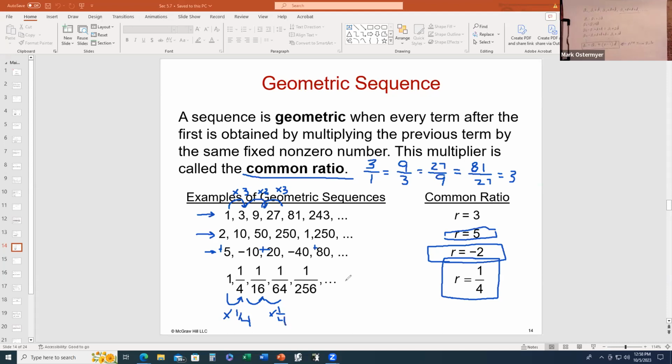All right. Any questions about a geometric sequence? So an arithmetic sequence has a common difference. A geometric sequence has a common ratio. Night and day difference.